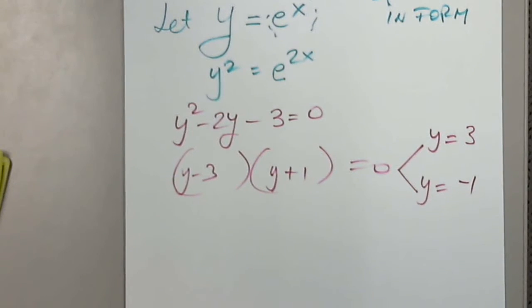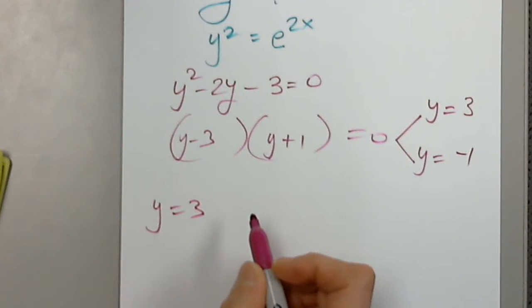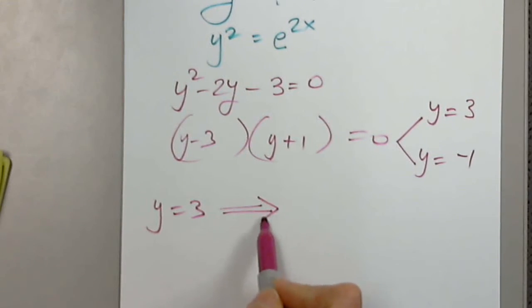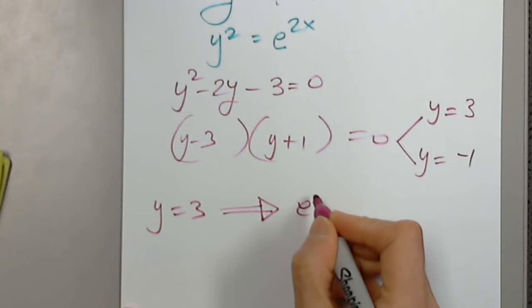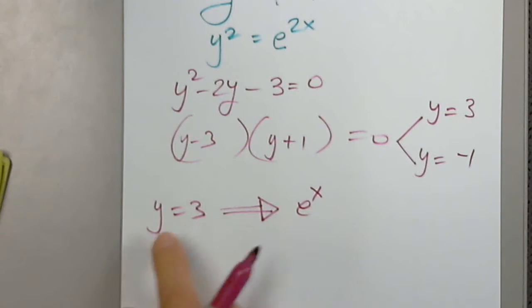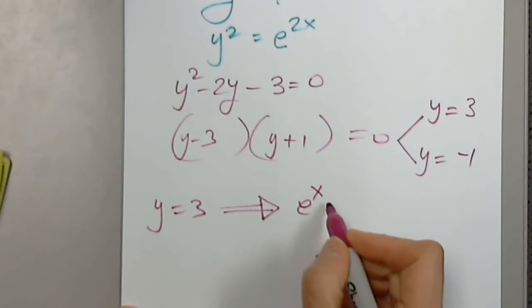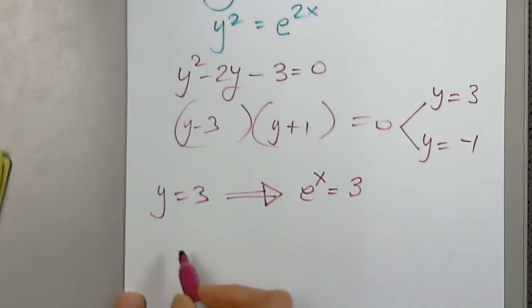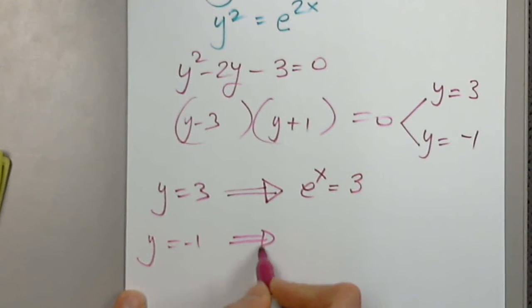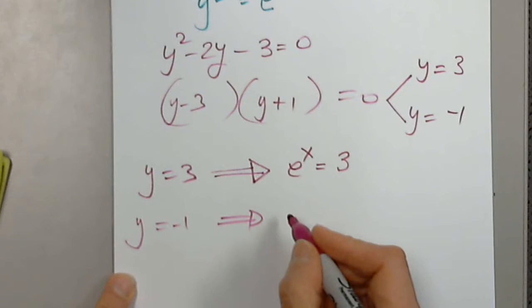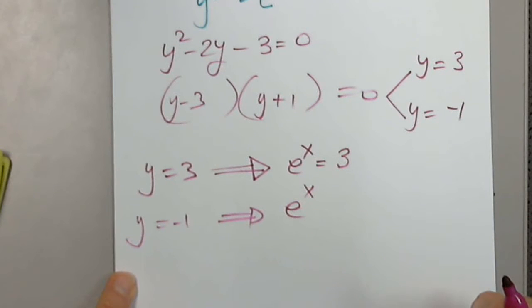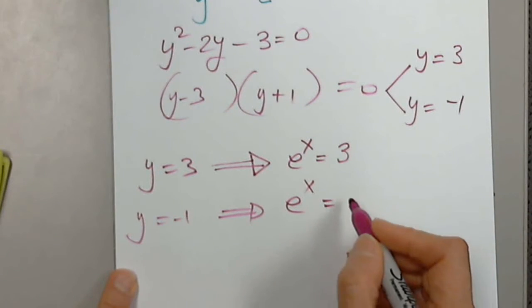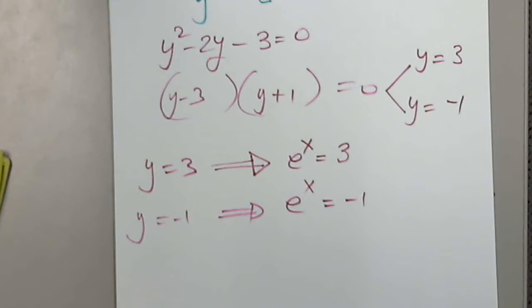Very good. So now the first equation, y equals 3, doesn't mean anything till I change it into, yes? Go ahead. e to x. That's what y is. Equals? Good. And then y equals -1 really means what? e to x equals, yes? Good. So I have to first solve the first equation.